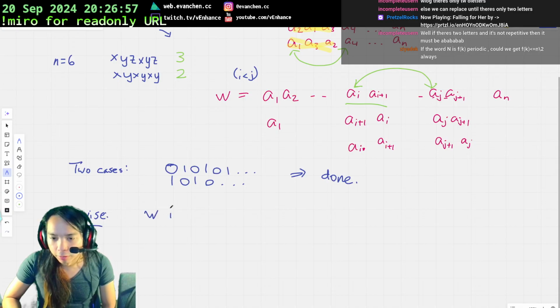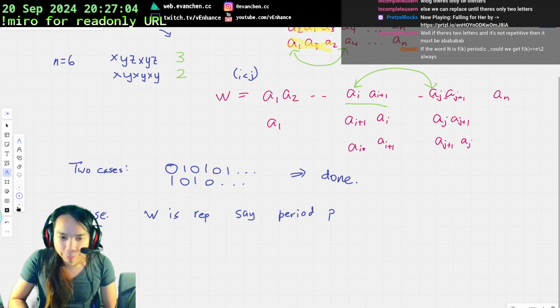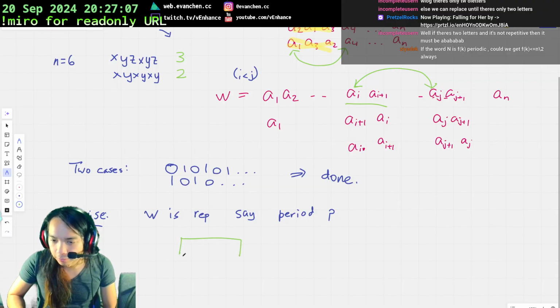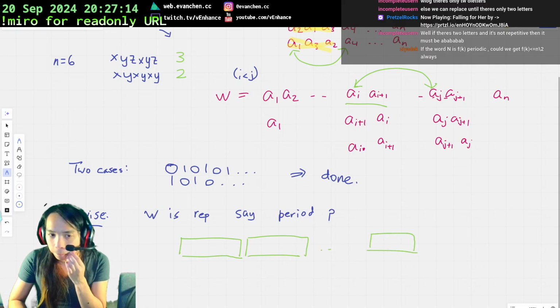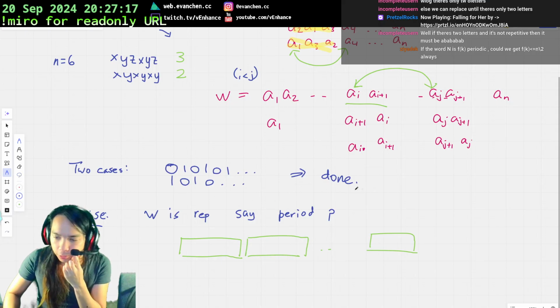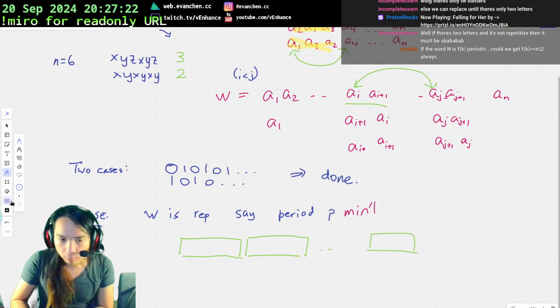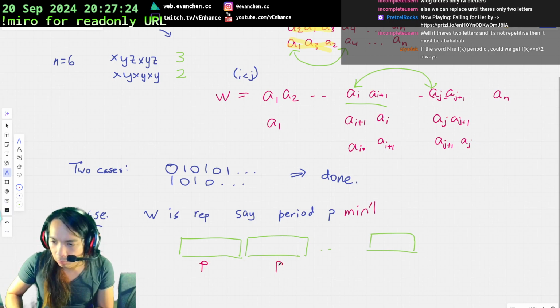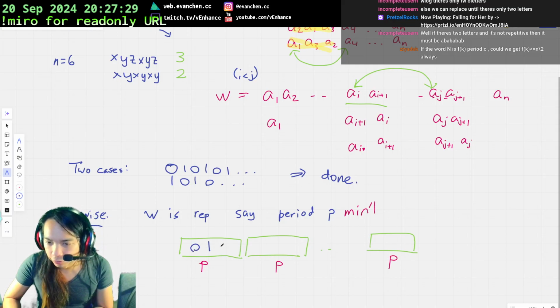So W is repetitive, say with period P. So W is itself equal to some binary sequence repeated a bunch of times. Let's say with period P minimal. Okay, so this should be something like this.